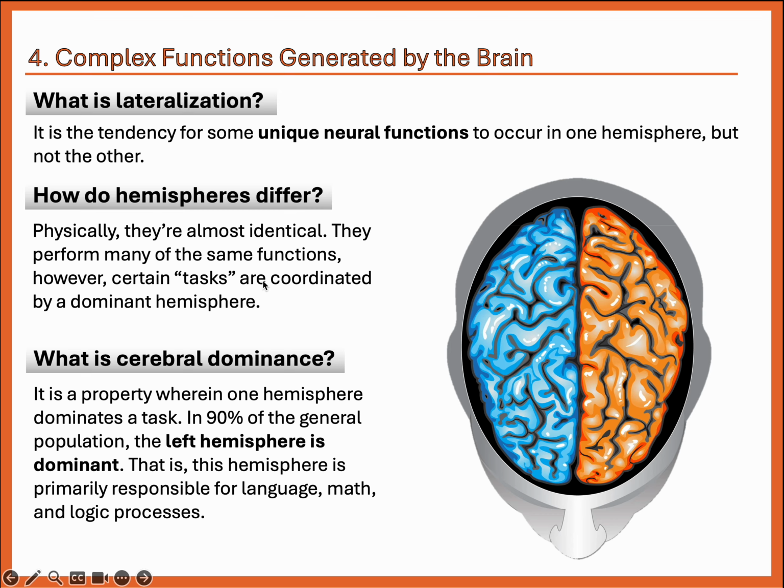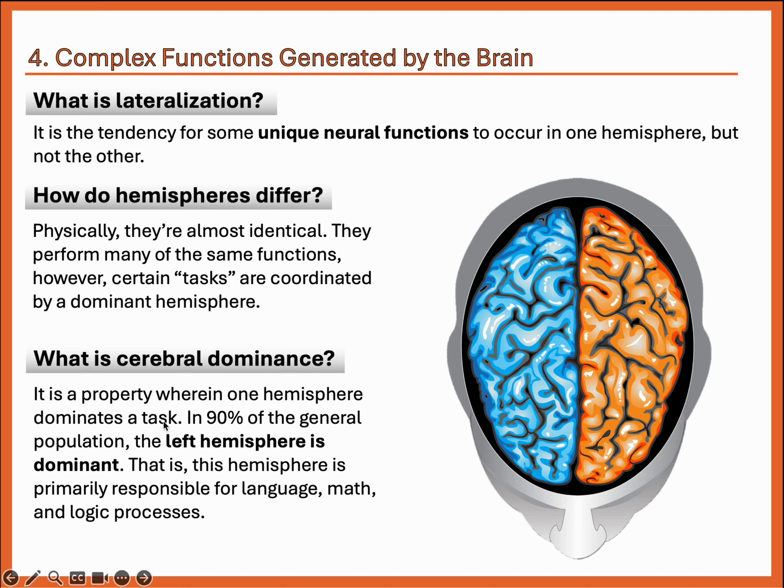However, certain tasks are coordinated by just a dominant hemisphere. Sometimes there are things, and I'm going to show you things like language, that are on just one hemisphere. What is cerebral dominance? It is a property wherein one hemisphere dominates a task.